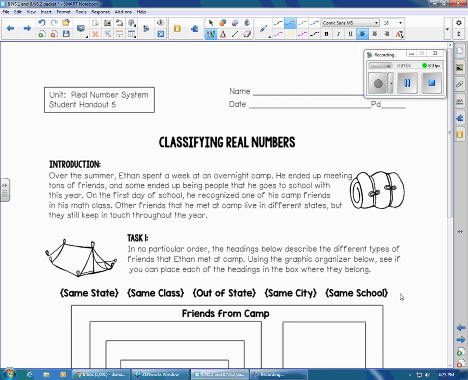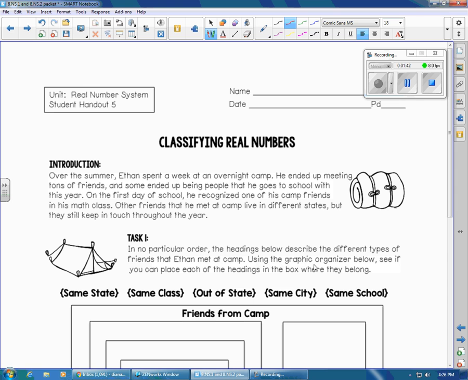And the way this lesson teaches it is actually kind of cool because it talks about a different kind of real world example. So let's look at page 18, and it's the introduction. It says, over the summer, Ethan spent a week at an overnight camp. He ended up meeting tons of friends, and some ended up being people that he goes to school with this year. On the first day of school, he recognized one of his camp friends in his math class. Other friends he met at camp live in different states, but they still kept in touch with each other throughout the year.